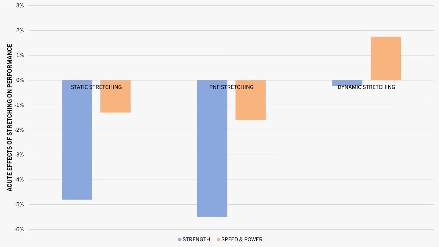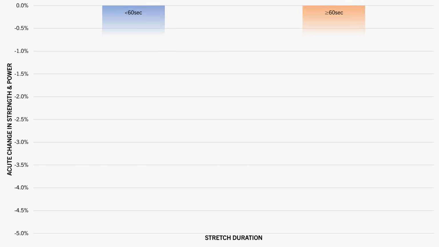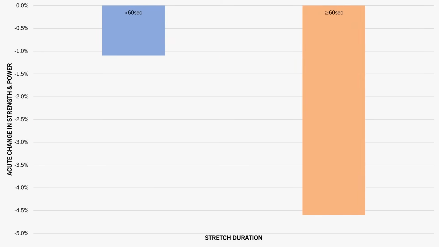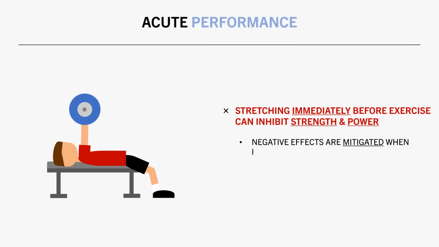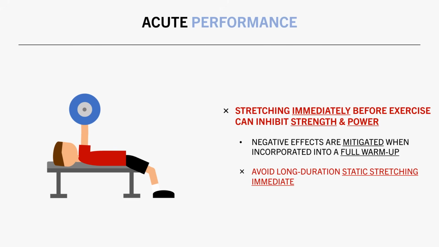It was also observed that when a stretch is held for a longer duration, the negative effects are greater compared with shorter duration stretches. However, when incorporated into a dynamic warm-up routine, the negative effects of stretching on performance seem to be mitigated or potentially completely eliminated. So as long as you aren't performing long-duration static stretching immediately before maximal exercise with no additional warm-up, then performance is unlikely to be significantly inhibited.